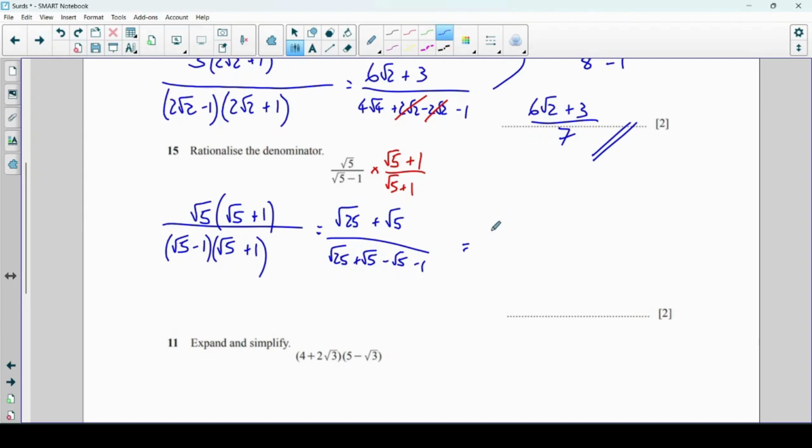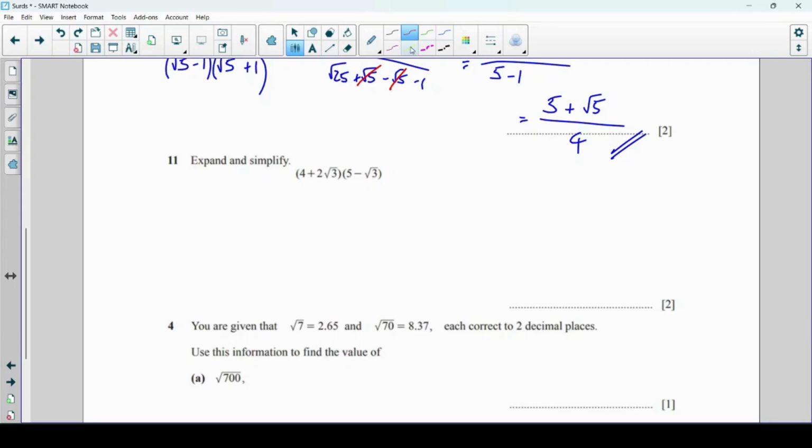So root 25 is 5, so that first term there we get 5 plus root 5. Those two middle terms cancel out as always. On the bottom here, again, we get 5, and then subtract 1. So just simplify that at the bottom there. The denominator, 5 plus root 5 on the top, and 4 on the bottom.